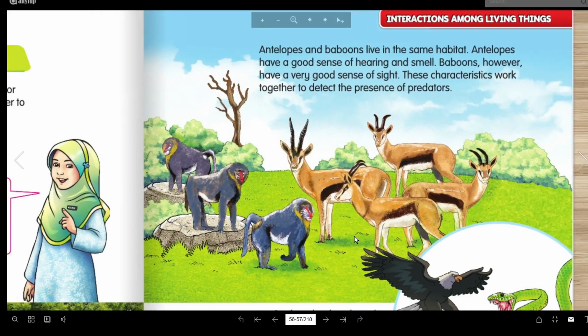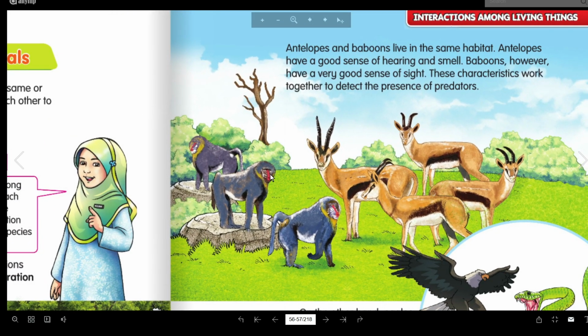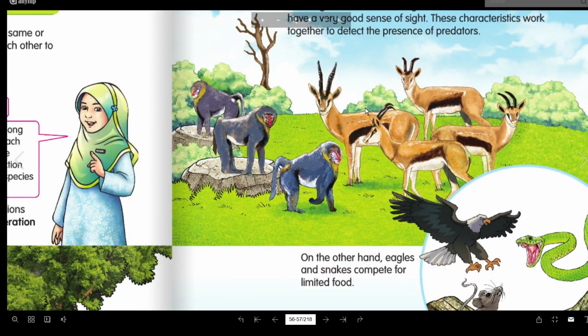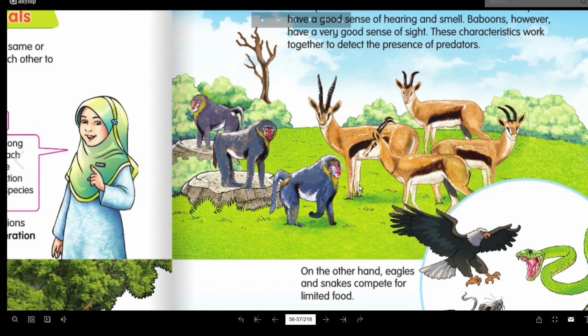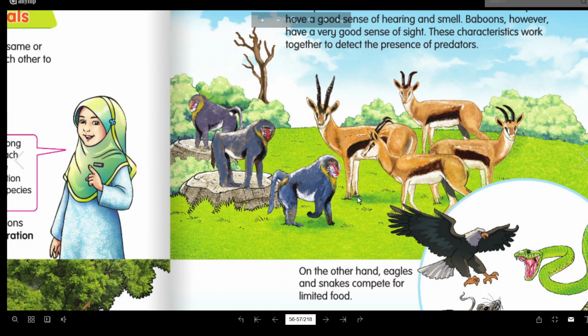Here you can see antelopes and baboons live in the same habitat. Antelopes have a good sense of hearing and smell. Baboons, however, have a very good sense of sight. So these characteristics work together to detect the presence of predators, right? They are living with each other. One having good sight, other having good sense of hearing and smell. That's how they are able to protect themselves from their predators, right?